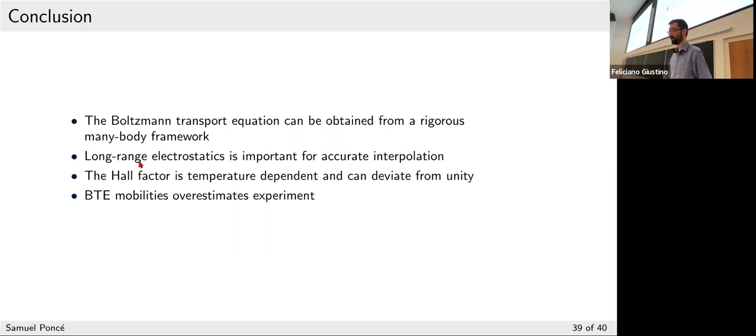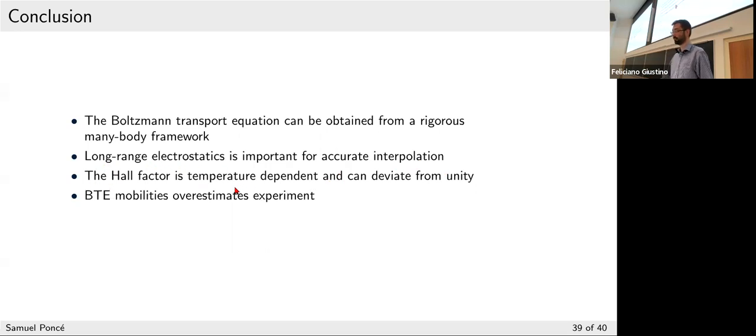I would like to emphasize that the long-range electrostatics is very important if you want to do accurate interpolation. So including dipole, quadrupole, and so on, to do this properly is very important if you want to accurately interpolate those quantities. And I want to emphasize also that computing mobility is really a quantity that is almost impossible to do without interpolation. You have to compute so many matrix elements that you really require some form of interpolation. And therefore, treating that properly is important.